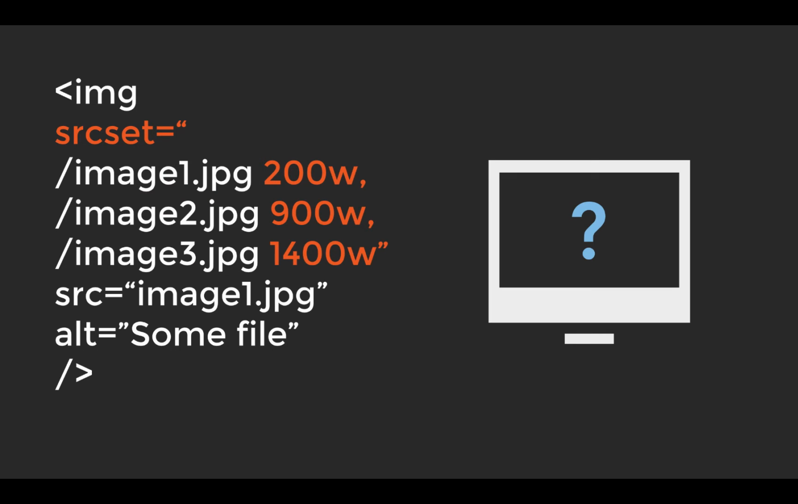We can add a width descriptor just after each image URL that informs the browser about the width of that particular image. Alternatively, we can add display density descriptors to provide context about images formatted for Retina displays. The browser, knowing its width and its DPI, can then request the appropriate image.